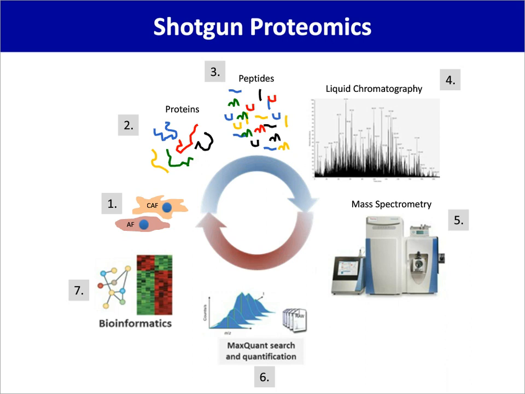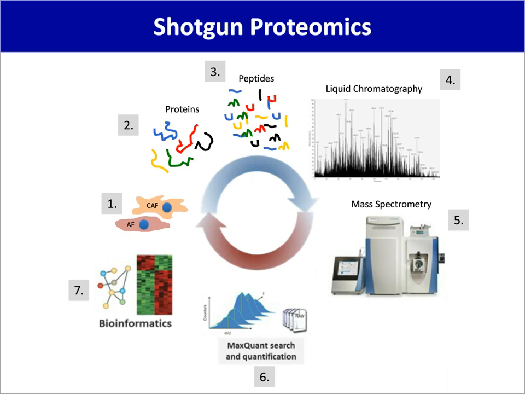So here it starts with, as I said, matched patient-derived pairs of CAFs and AFs, and I'm just going to keep calling them that now. We then use different biochemical and fractionation approaches to extract proteins. We digest these proteins with an enzyme called trypsin to small peptides, and then we separate these peptides by nanoflow liquid chromatography. And then we electrospray ionize these peptides into a mass spectrometer, in this particular case a Q Exactive, that records a number of spectral information.